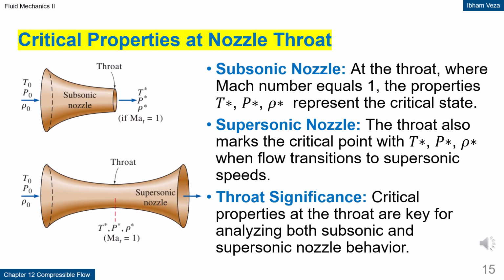Critical properties at nozzle throat. At the throat, the Mach number is always equal to 1. At this condition, temperature, pressure, and density reach their critical values. These critical properties apply to both subsonic and supersonic nozzles. The throat becomes the main control point of the entire flow behavior. Therefore, nozzle analysis almost always starts from this critical condition.